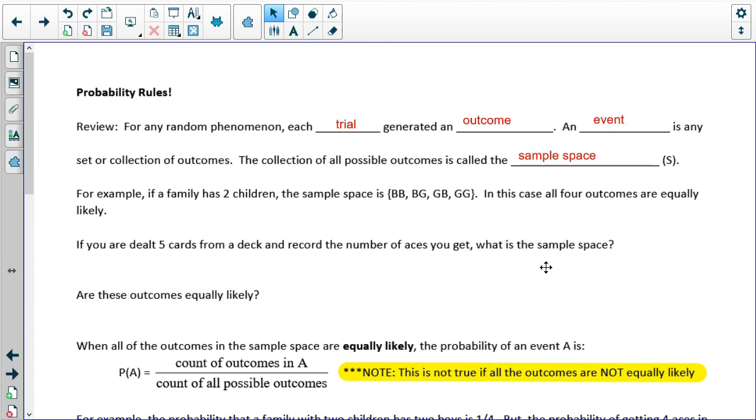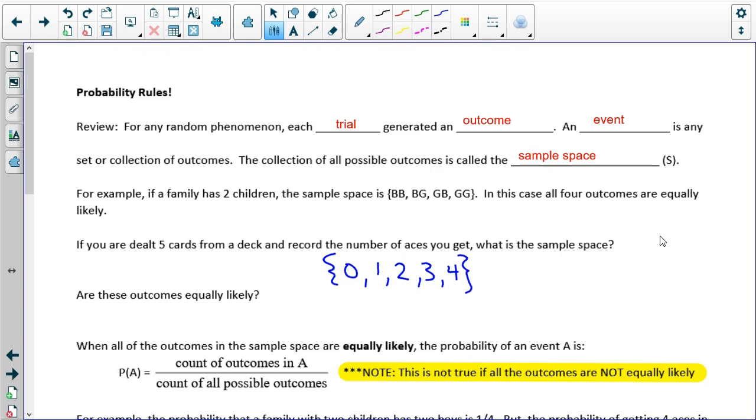If you are dealt 5 cards from a deck and you record the number of aces you get, what is the sample space? So in this case, the sample space would be 0, 1, 2, 3, or 4. There are 4 aces in a deck of cards. So if you get 5 cards from a deck, you can't get 5 aces. These outcomes are not all equally likely. It is much more likely that you get 0 aces or 1 ace than you get 4 aces. That's why if you're playing poker and you get 4 aces, you will probably win the hand. It is unlikely that somebody else would have a better hand than you. Whereas if you get 0 or 1 aces, then your hand is very common, very normal.